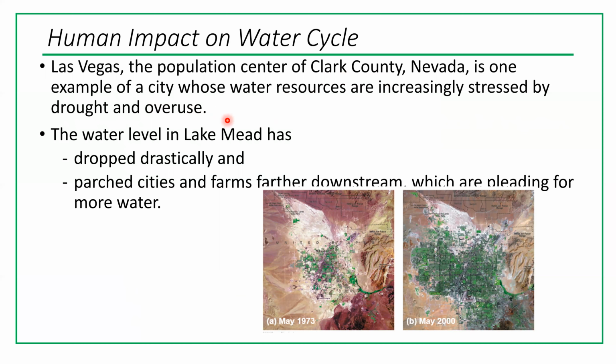Because we used so much water for Clark County in Nevada, it was so overused that the water level in Lake Mead, where water comes from in that area, dropped drastically, leaving cities and farms downstream pleading for more water. So again, if we increase the amount of water we use in one area, then we deplete another area of water, and it affects the environment, the ecosystem, and the economy as well, right?